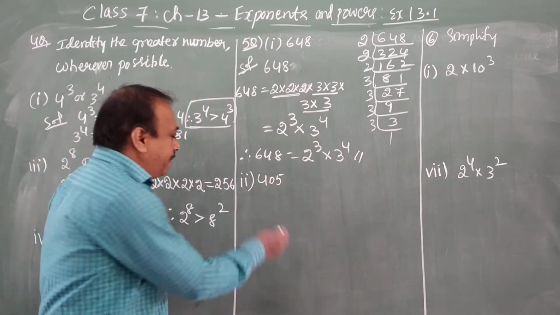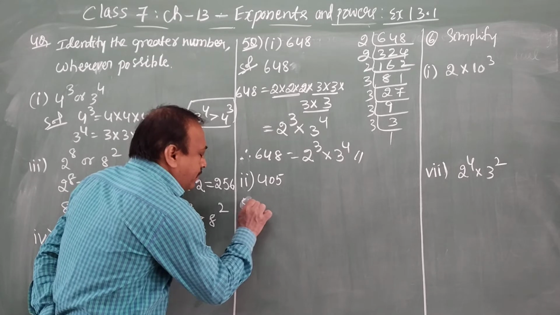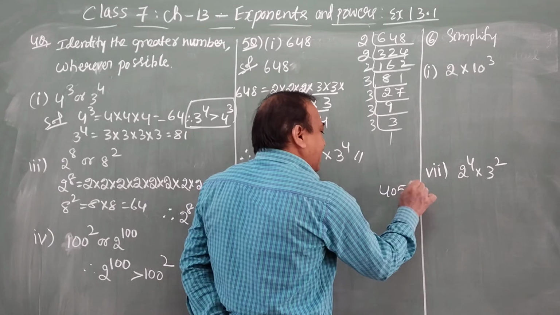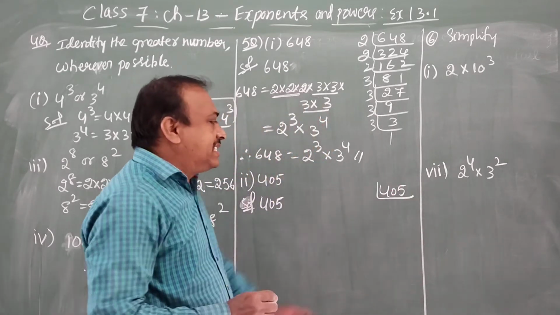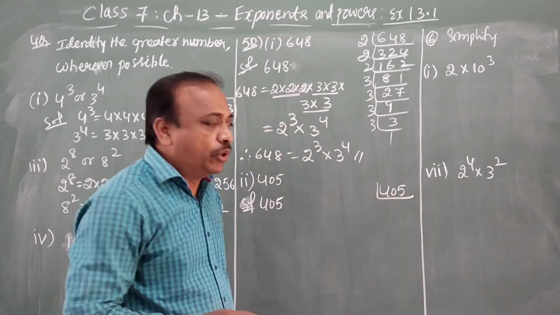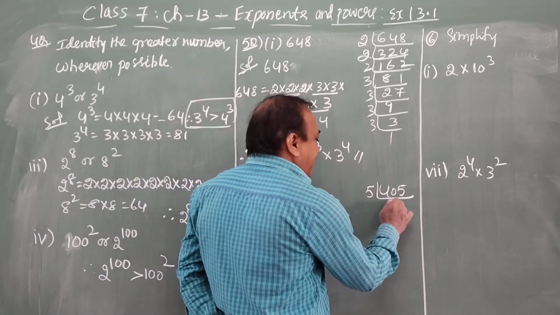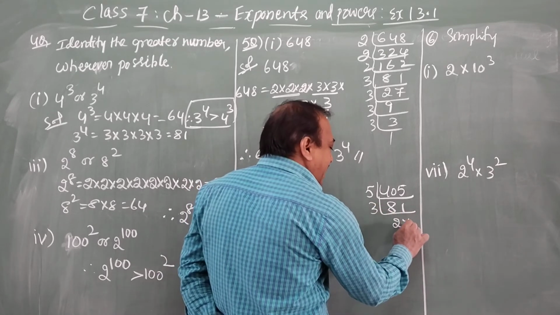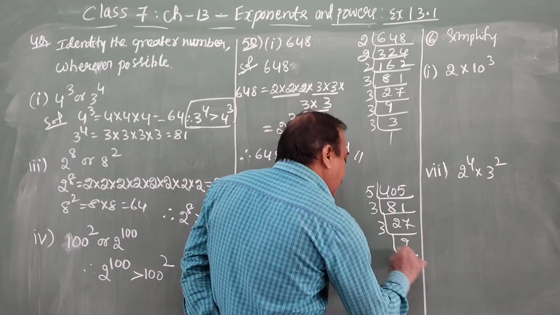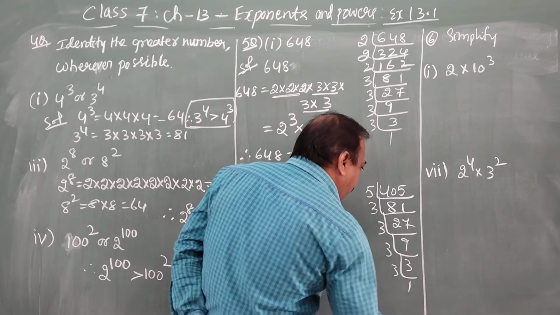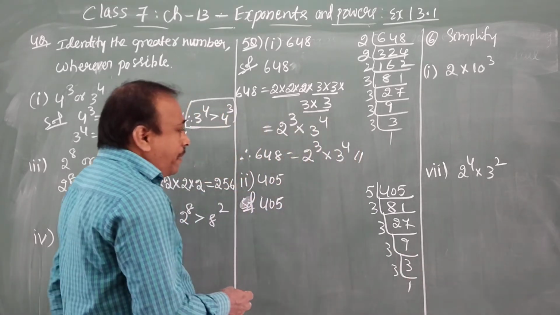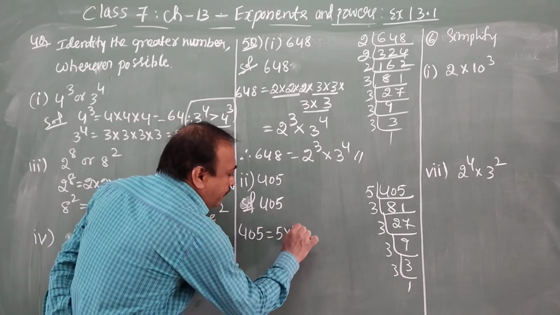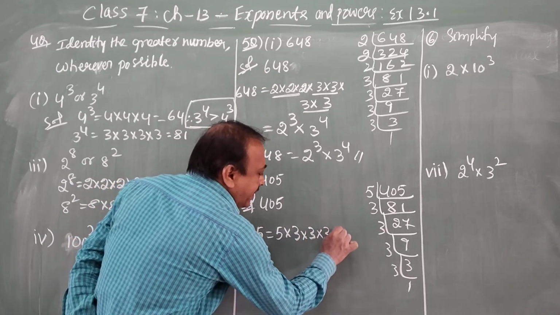Next, 405. We will write its prime factorization. It is divisible by either 3 or 5. So the 5 table: 5 8s are 40, 5 1s are 5. Next the 3 table: 3 27s, 3 9s, 3 3s, 3 1s. So 405 can be written as 5 into 3 into 3 into 3 into 3.